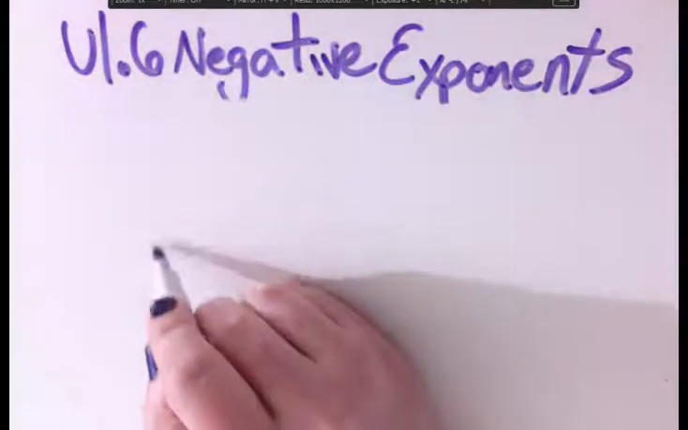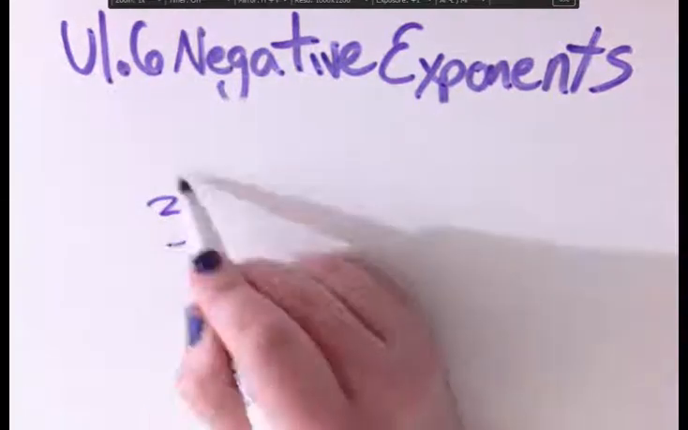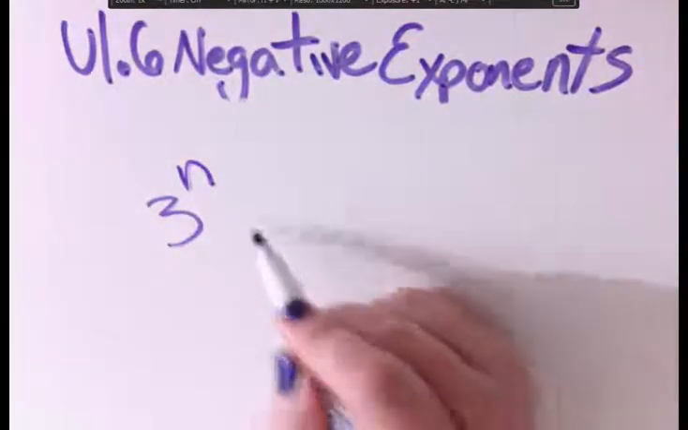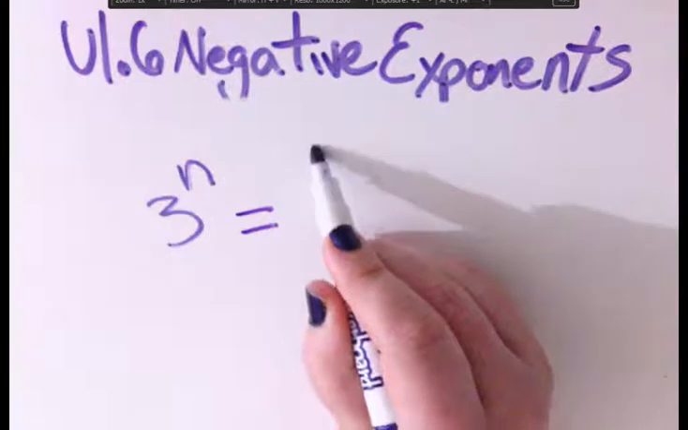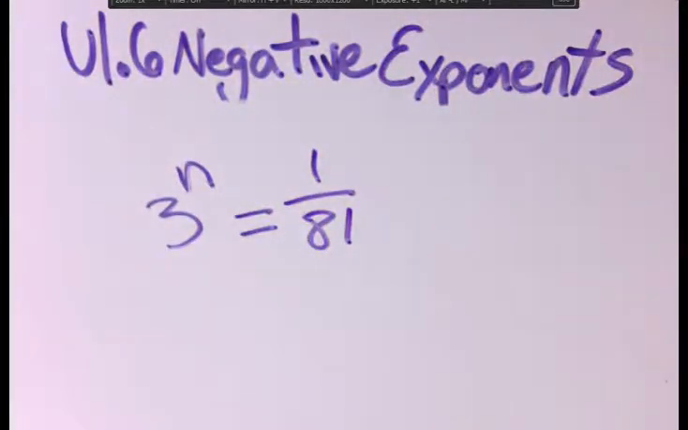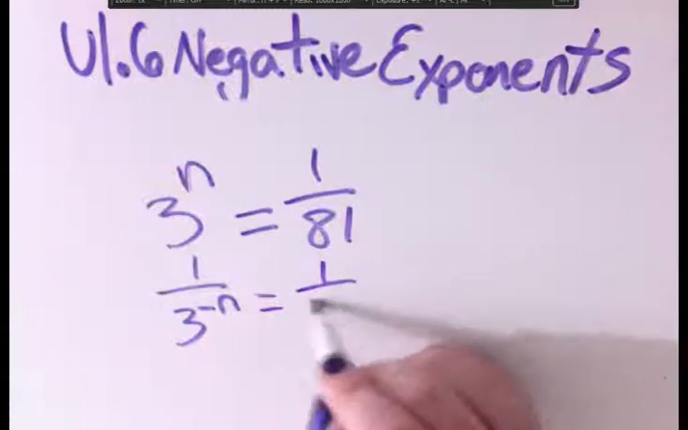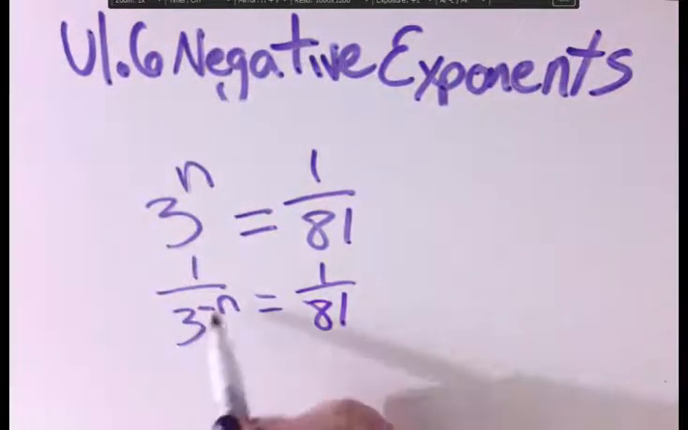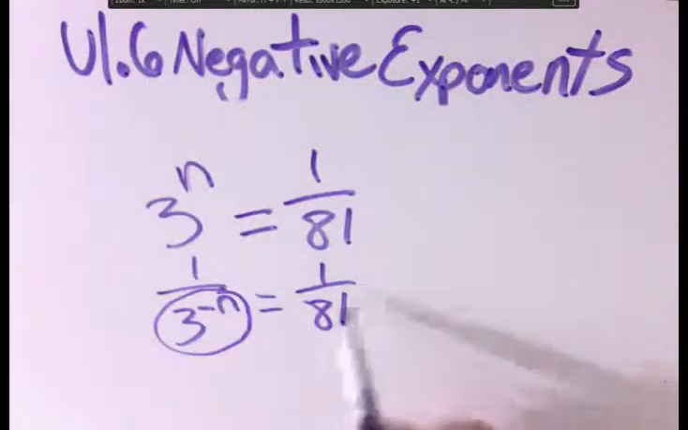So if we had 3 to the negative n, we know that's going to equal 1 over 81. We want to solve for n. The first thing that I would do is I would do the inverse operation on that 3. Then we're going to have 1 over 3 to the negative n. So I know what 3 to that negative n is going to have to equal 81.